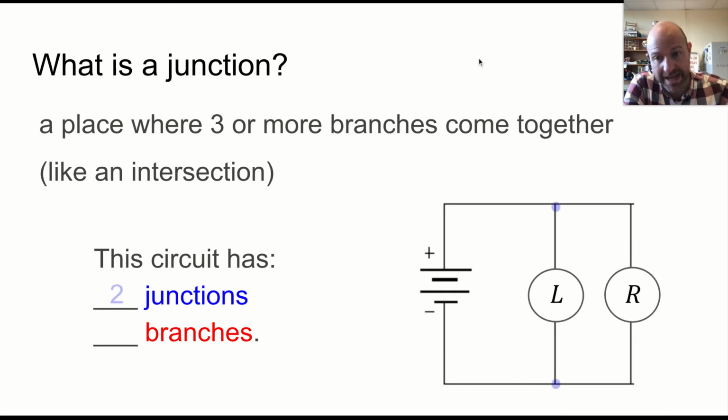But if I look at this circuit, it has two junctions, two places where three or more branches come together. And there are three branches because there are three different places for current to flow. Current can flow through this battery branch, from the bottom to the top of the circuit. It could flow through the bulb labeled L for long, more on that in a minute, and through the bulb labeled R separately. Each of those could be a different amount of current because they are on a different branch, and they all come from these two junctions.